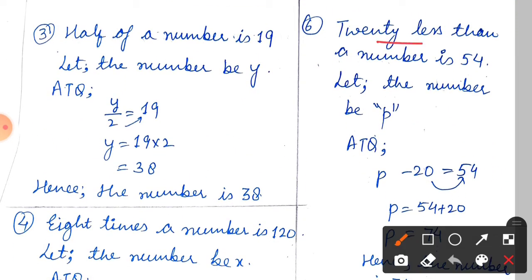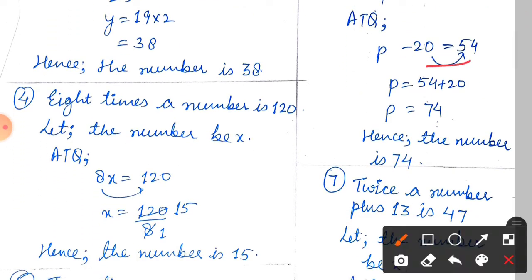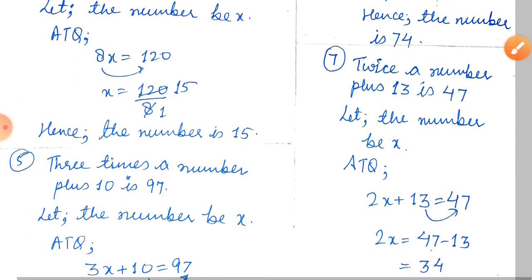Now come to question number 2, sixth part. The question is, 20 less than a number is 54. So let us assume the number as p. 20 less means minus 20. So p minus 20 is equal to 54. Now transpose this 20 and what we get, p is equal to 74. Hence the number is 74.